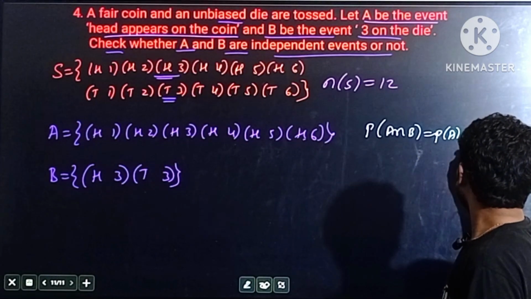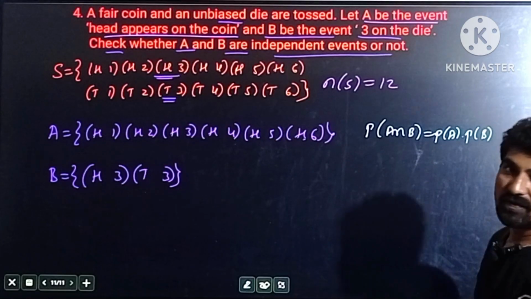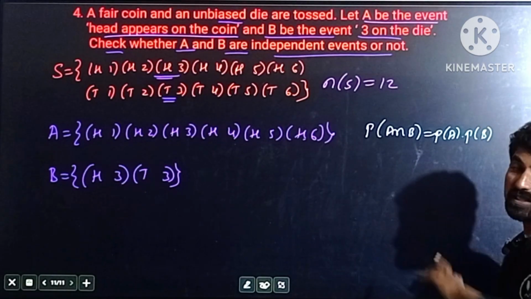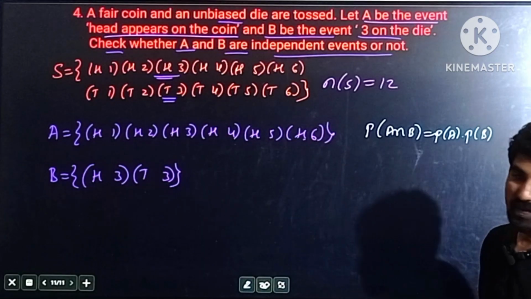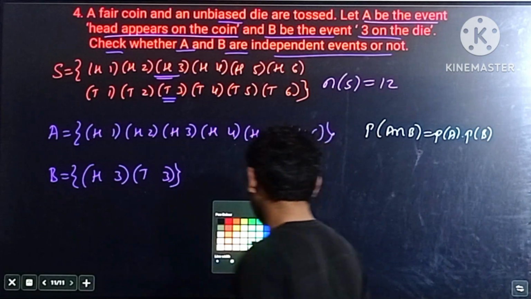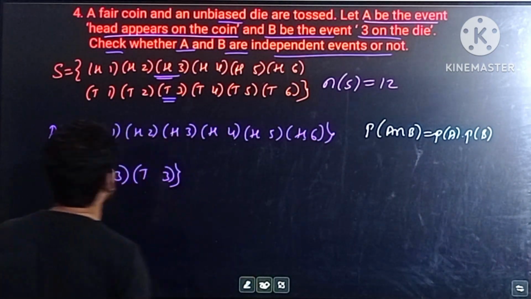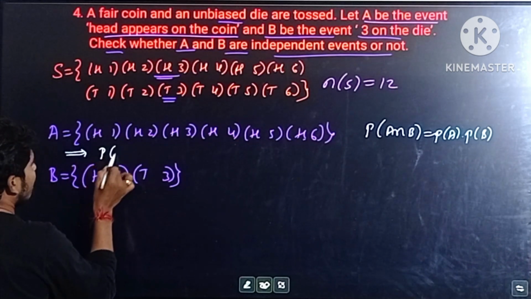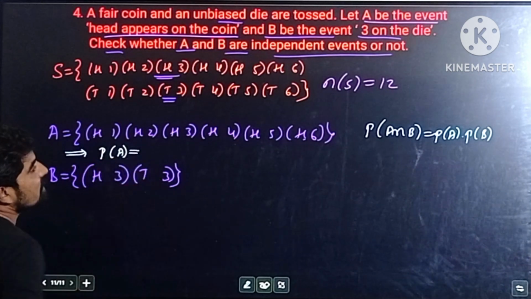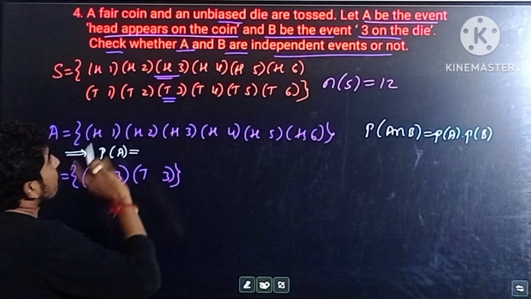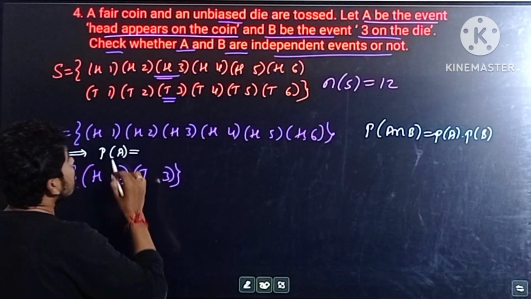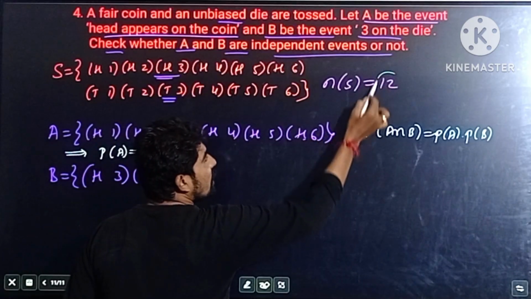As you know, independent events means the probability of A intersection B should be equal to the probability of A into the probability of B. If the probability of A intersection B equals the probability of A into the probability of B, then we say that these two events A and B are independent events. So first we need to identify the probability of the event A. Event A is head appears on the coin, and it consists of 6 outcomes out of 12.